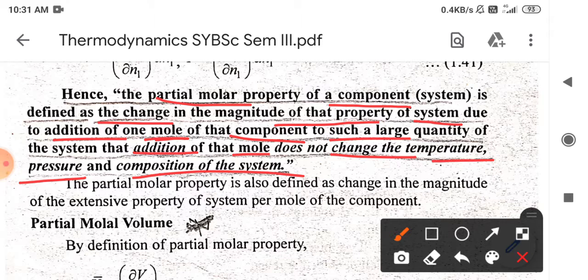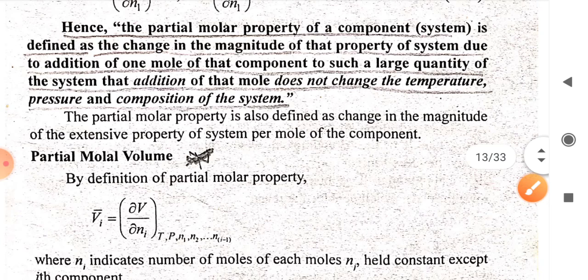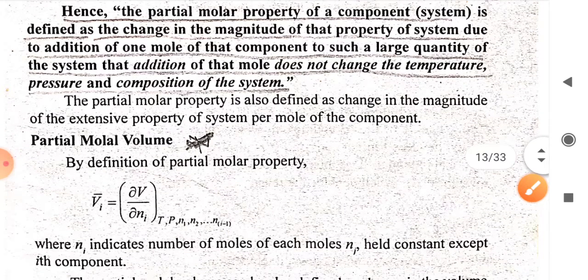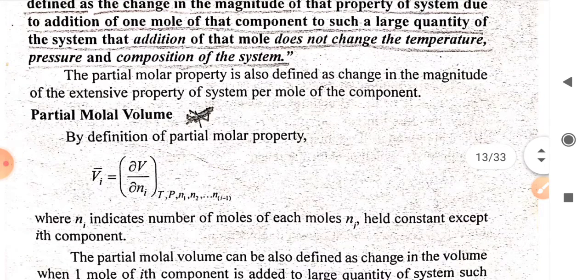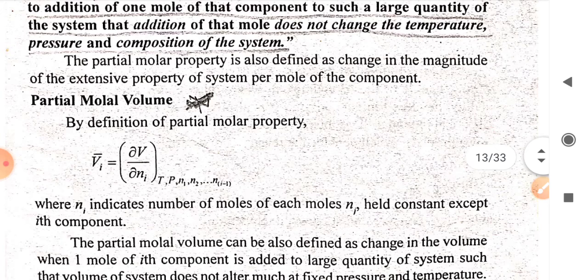Okay, so in short we can say that partial molar properties can also be defined as the change in the magnitude of that particular extensive property of a system per mole. Okay, simply per mole means for 1 mole. So the change in the magnitude of an extensive property of a system per mole can be defined as the partial molar property. Okay, so now consider the first example, the partial molar volume.